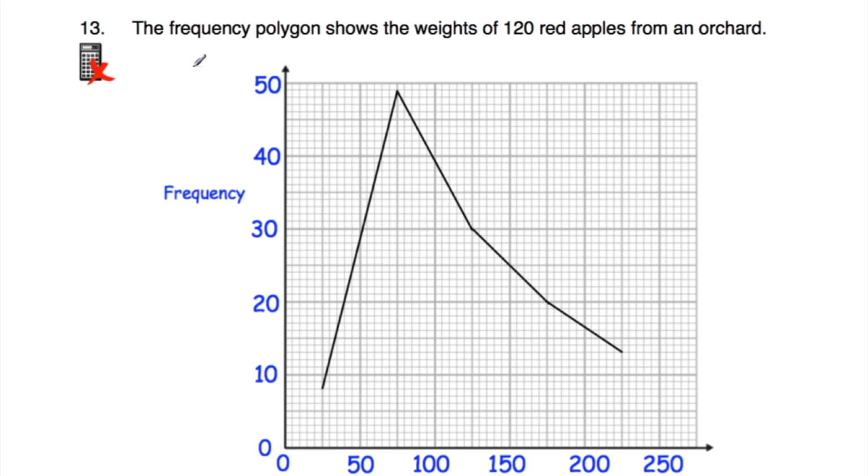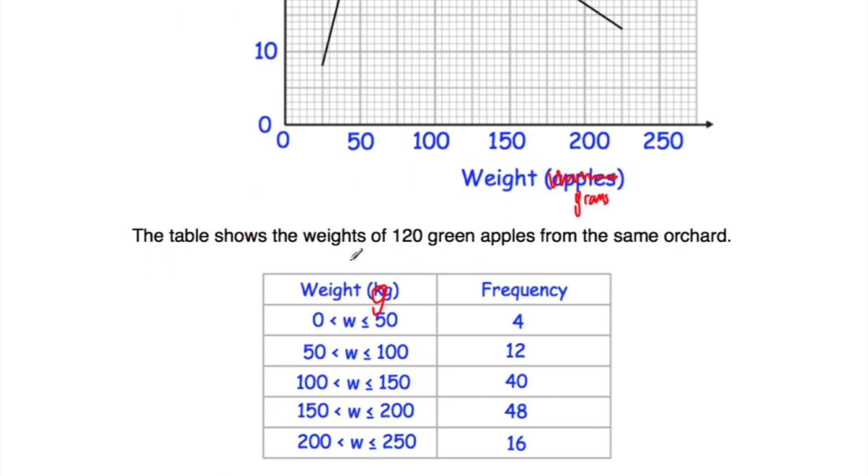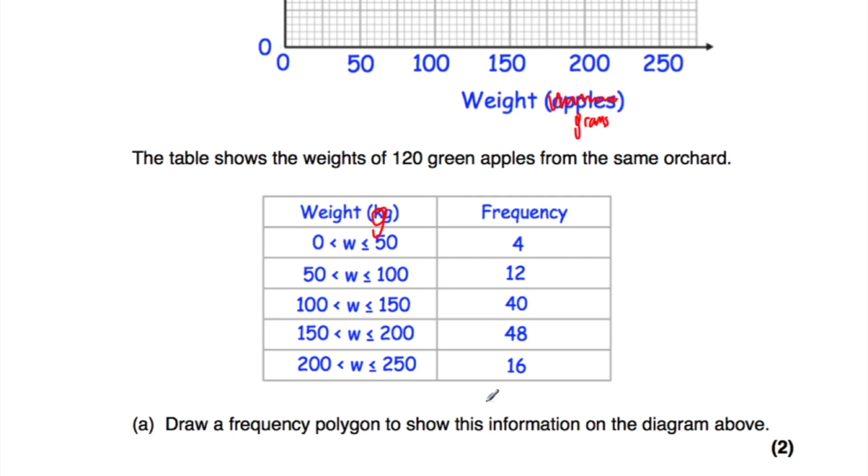And that's it. So question number 13 says the frequency polygon shows the weights of 120 red apples from an orchard. So we've got the weights of these 120 red apples, and it's been drawn on a frequency polygon for us. And then the table shows the weights of 120 green apples from the same orchard. So we've got the weights in grams, so the weights between 0 and 50 grams. So there's 4 green apples with a weight between 0 and 50 grams, 12 between 50 and 100, and so on. And we're told to draw a frequency polygon to show this information on the diagram above. So we need to draw a frequency polygon for the green apples.